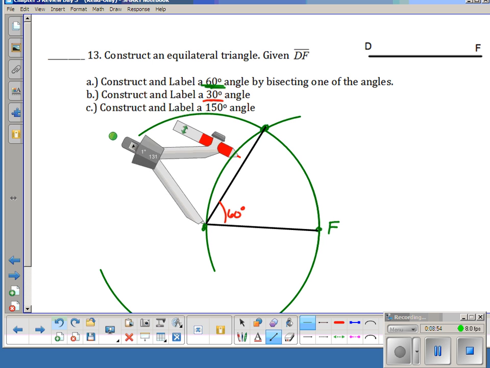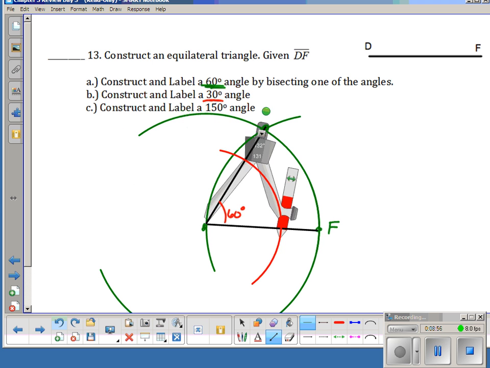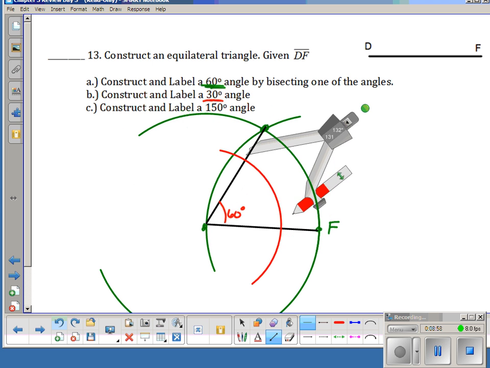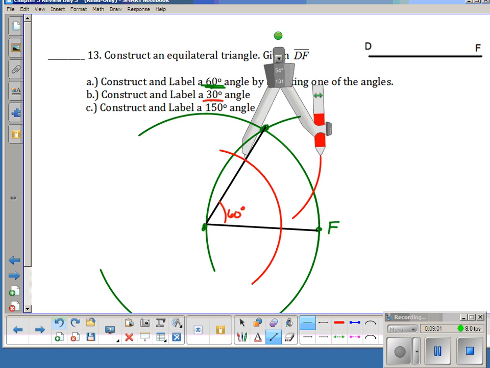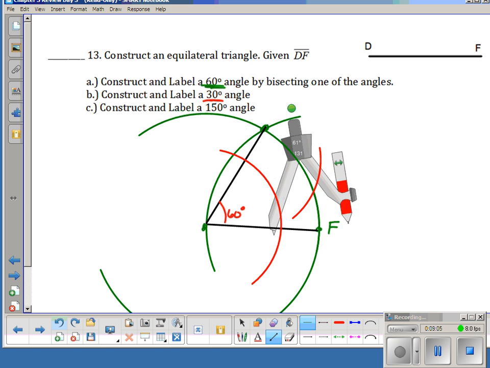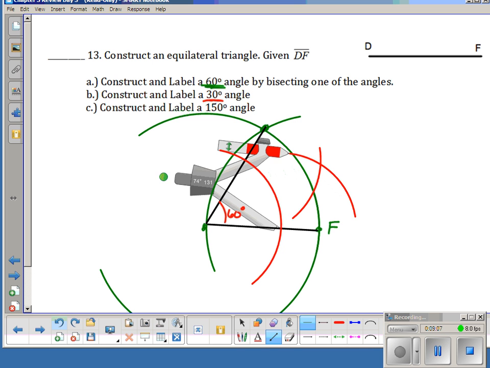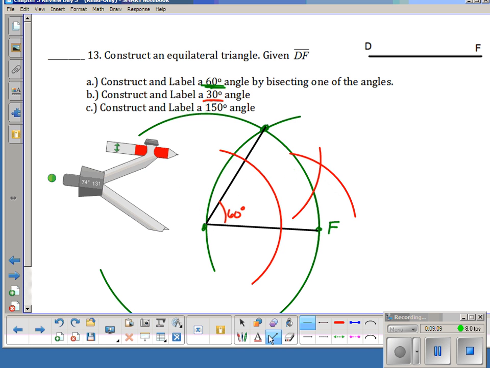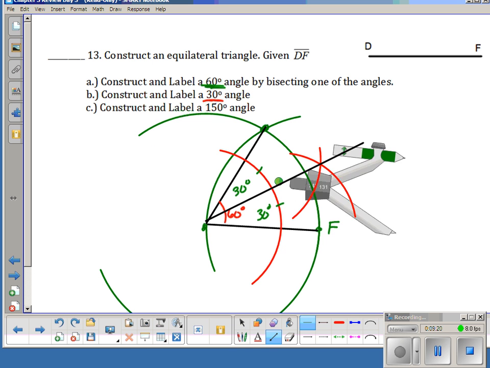I make an arc however big I choose, as long as it goes through the two sides. I go to the intersection, I make an arc. Oops, I'm moving my thing. I go to the other intersection, I make an arc. And anytime I get two intersecting arcs, I draw my ray. So this is equal to this one, which means that both of these have to be 30. Now the nice thing about a 150 is I don't need to construct anything else.